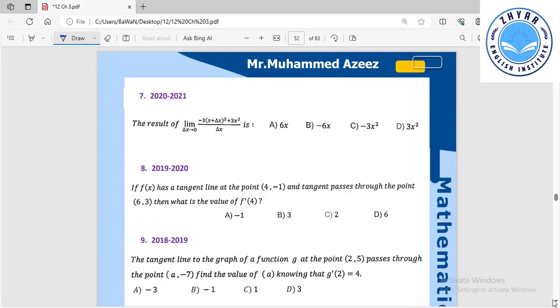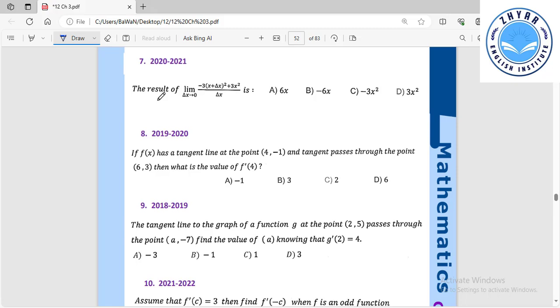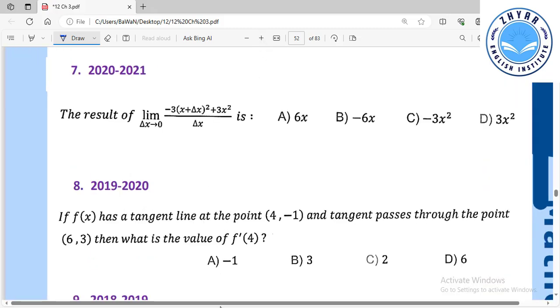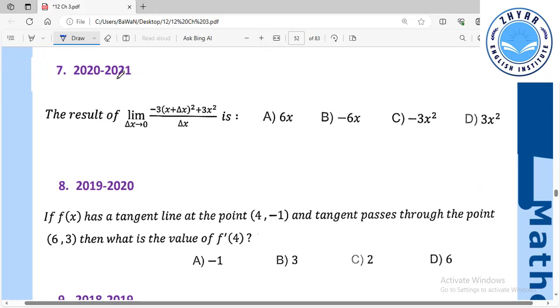We have more questions. This question says find the result of this limit. I recognize this limit. I know this limit is a derivative. Limit x plus delta x. To find the derivative, this limit is f prime x. So if I can extract f(x) from this limit, then I can do the derivative and find the answer. Replace x plus delta x with x.